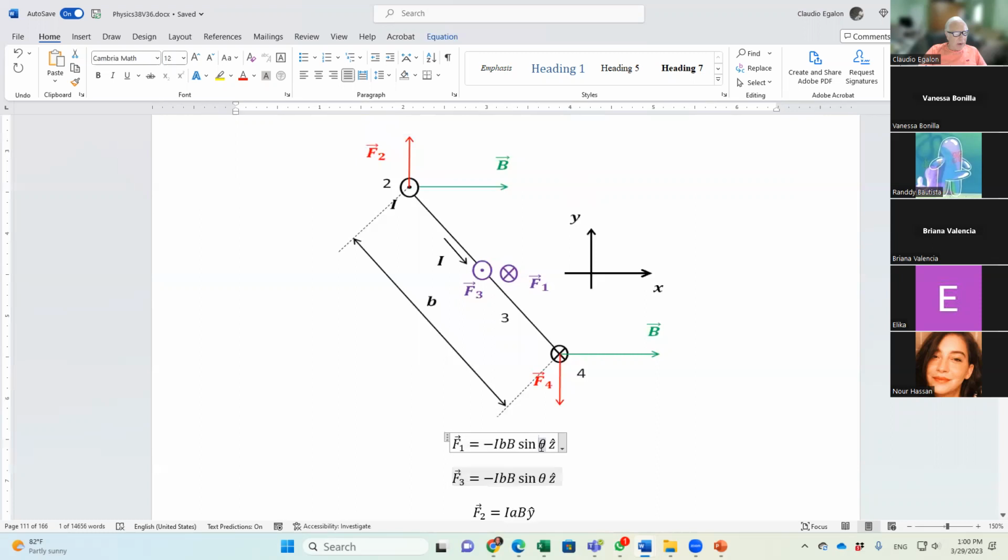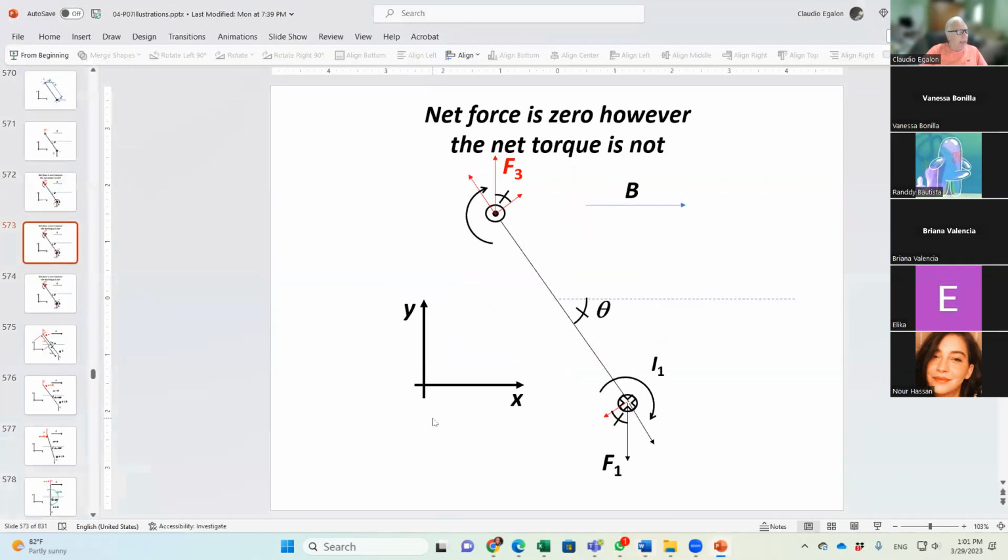But as the angle increases, and I mean the angle between the normal of the plane and the magnetic field is not 0, then the force increases and the torque increases as well. My simulation looks just like that.